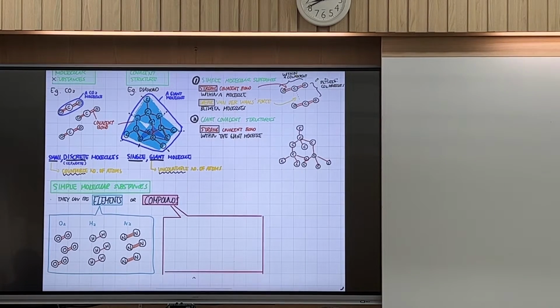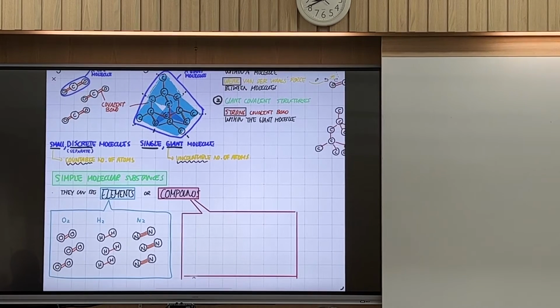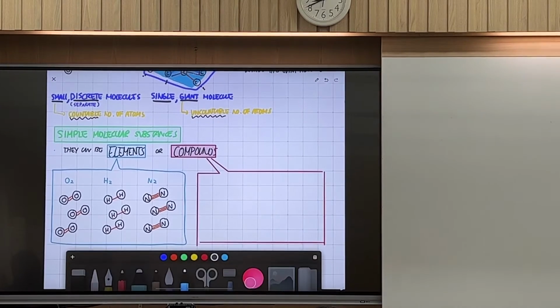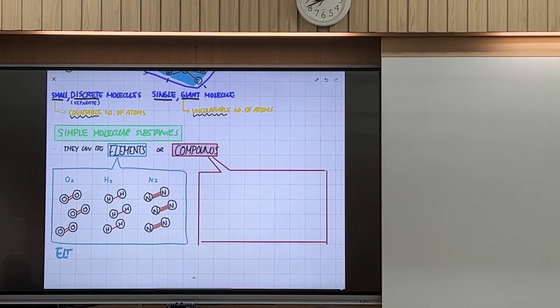Below, can you name some compound examples of simple molecular substance? Oxygen, hydrogen, and nitrogen are all elements. Do you remember what the term element means? How many types of atoms are there? Just one, yes. So write down element. How do I know these three are elements? Because they contain only one type of atom.